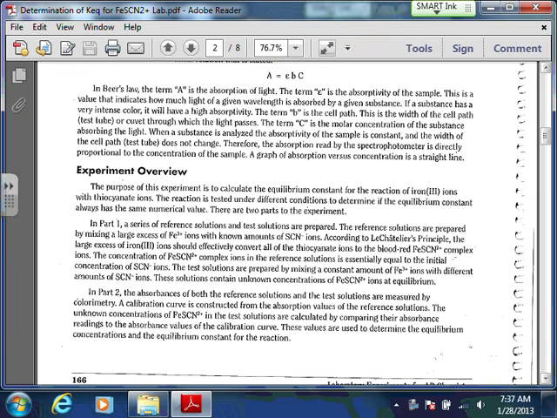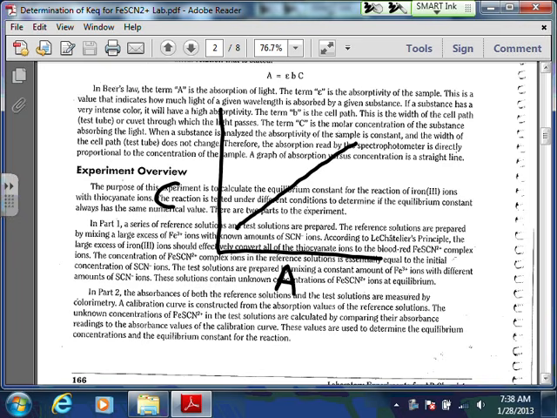is make a graph. Okay, so what we're going to do essentially, after we prepare our reference solutions, we're going to use our reference solutions, and I can't remember which one is being graphed on which side, but absorbance versus concentration, essentially. And we're going to have a line that kind of goes like this, okay?